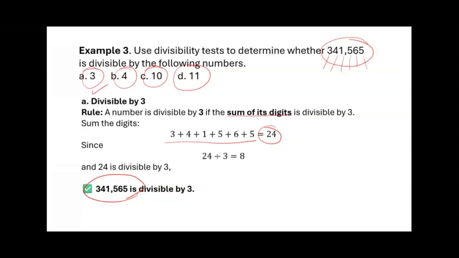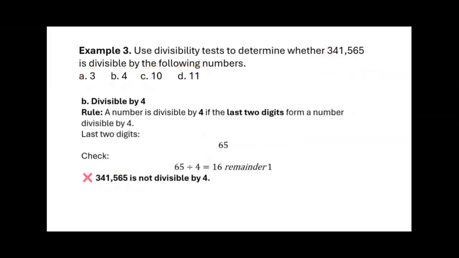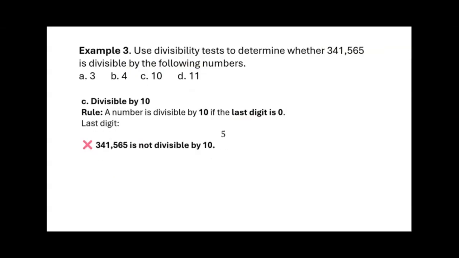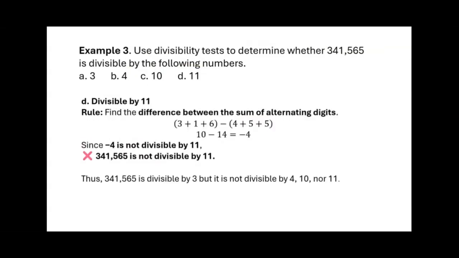I'm not going to show you the divisibility test for 4, 10, or 11. But they're not very difficult. Like I said, they're in the book. And it actually turns out that this large number is only divisible by 3. It's not divisible by 4, not by 10, not by 11.